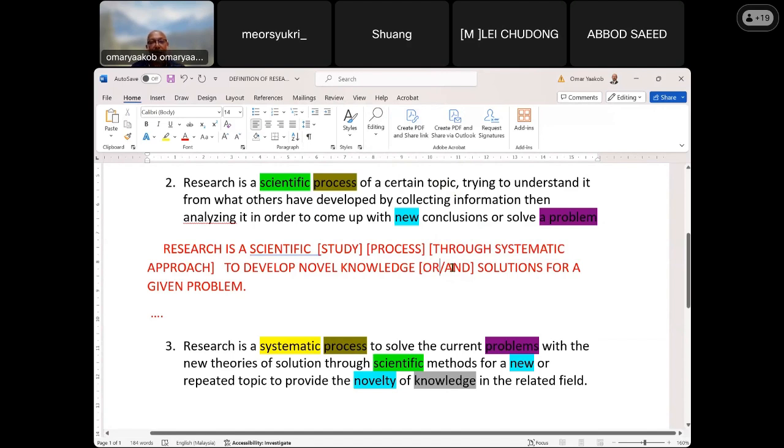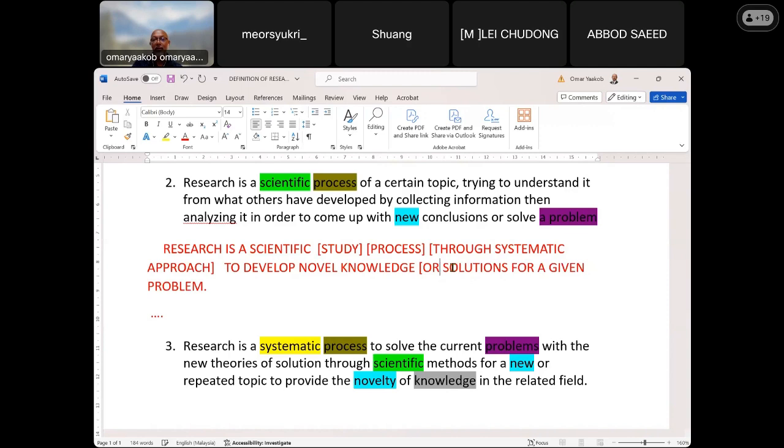Okay. So sometimes your research is only to develop novel knowledge, and full stop. Is that right? Yes. But sometimes your research is to provide solutions for a given problem. Is that right? True. When you have "or", then that's what you mean. Okay, in that case, then we do that. So I think you're okay now, up to there. But you still have a problem with the earlier part: study, process, through systematic approach. How do you solve this? Anybody has a strong suggestion how to do this? Scientific study or scientific process?